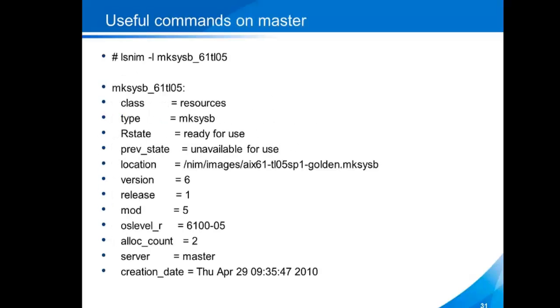On the master, we've already looked at the output of an lsnim -l on our machine resource. You can also have it run against the mksysb resource. And the interesting thing about that is it actually gives you the equivalent of an oslevel -r. It will tell you the version, the release, and the mod. So basically it'll give you version and TL. It'd be really nice if it gave you service pack as well, but it doesn't. So that's why I put that in the name.